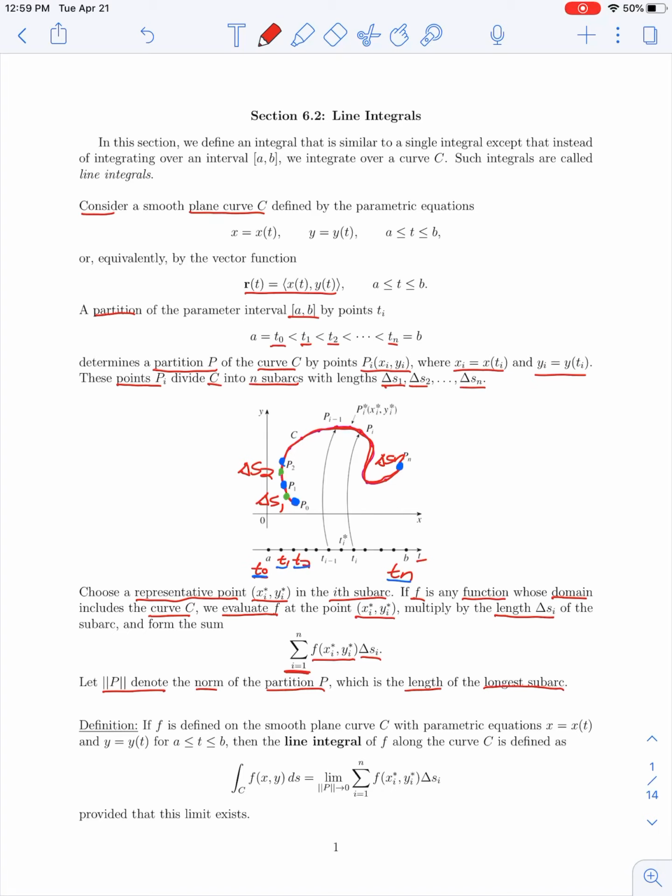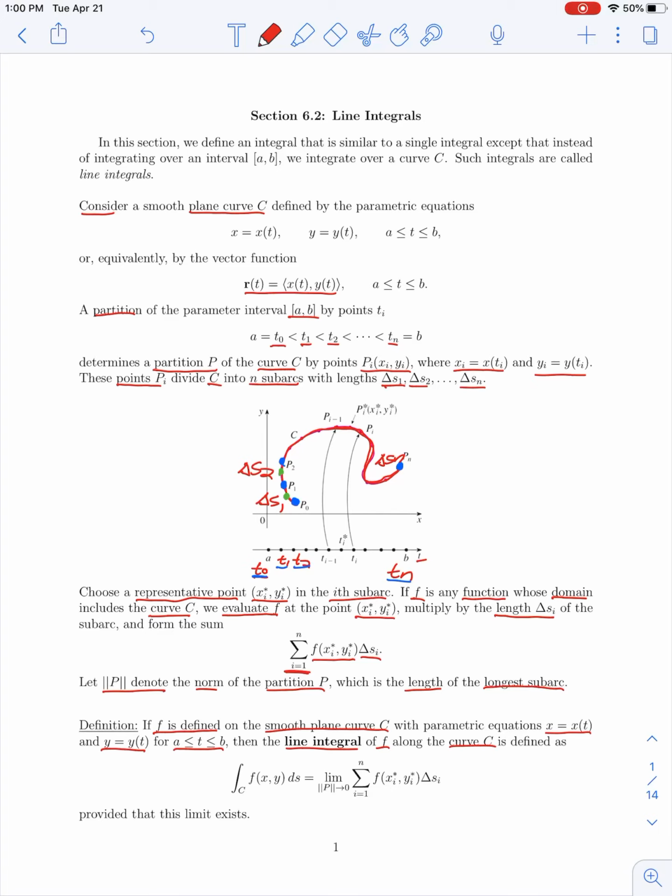So here is our definition. If f is defined on some smooth plane curve C, which has parametric equations x of t and y of t, for values of t from a to b, then we would define the line integral of the function along that curve as follows. So let's start with the notation.